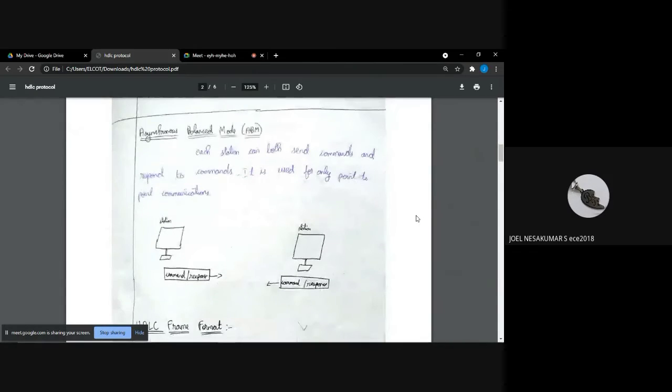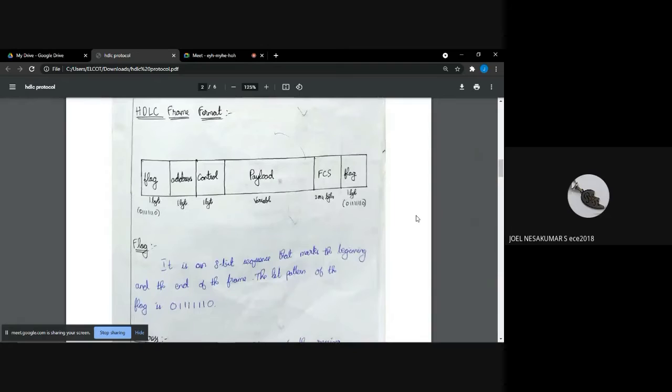Then the second type is asynchronous balanced mode. Here, each station can send both commands and respond to the commands. The station can command and it can respond to a command also, but it is used only in point-to-point communications.